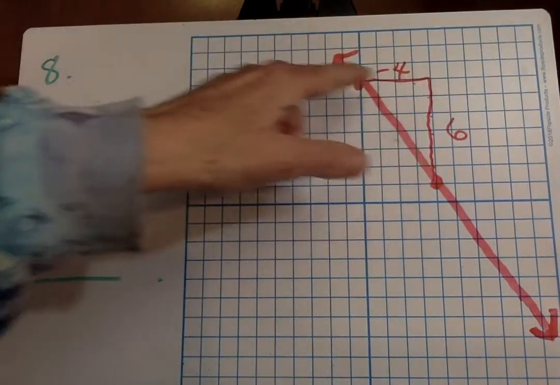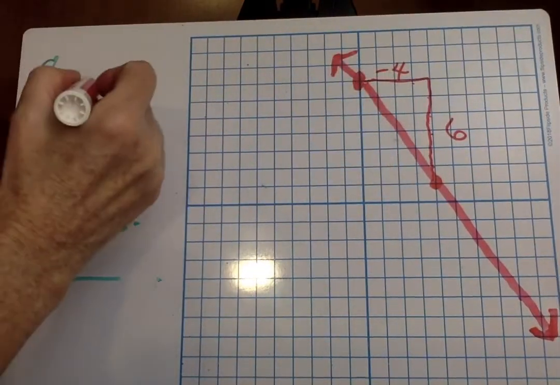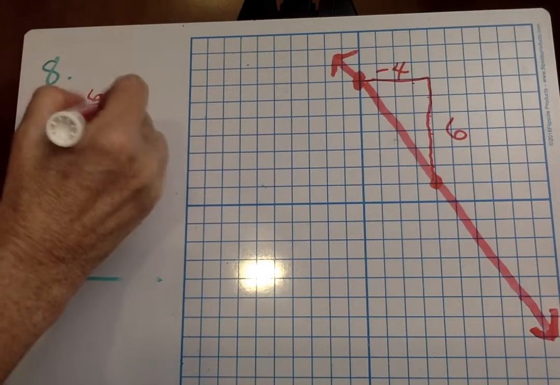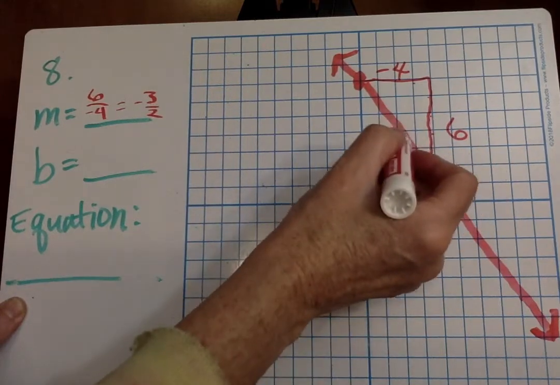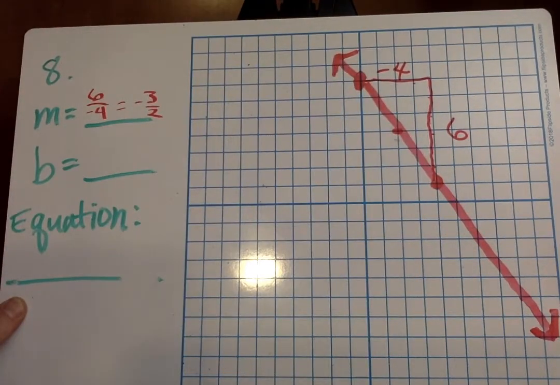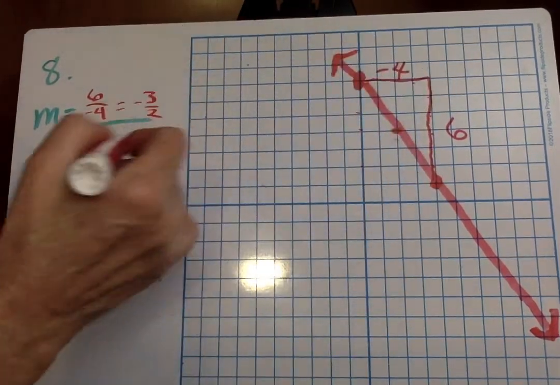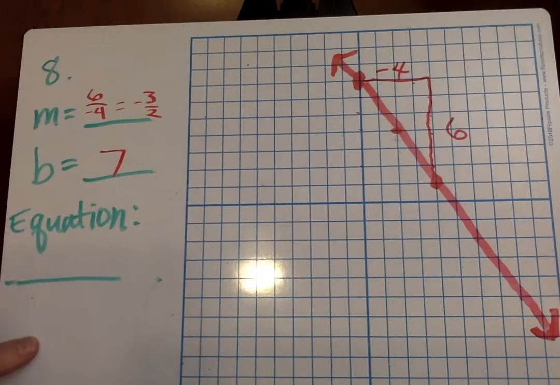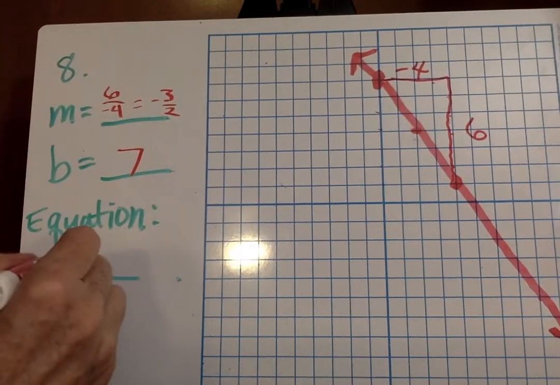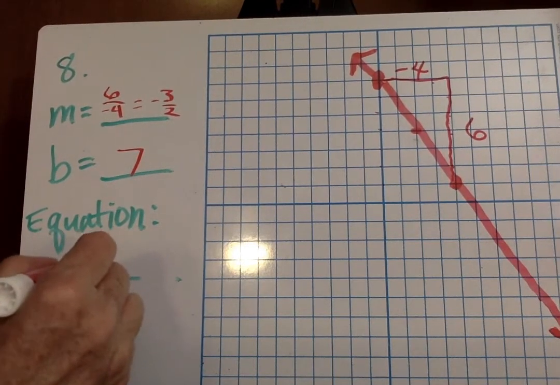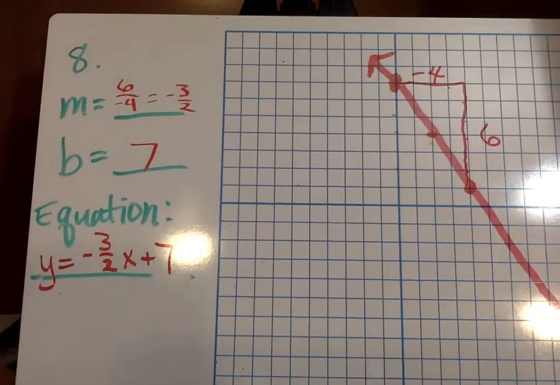Okay, if I go left, it's negative. If I go down, it's negative. I start here, I went up 6 over negative 4, and that simplifies to negative 3/2, which means 1, 2, 3 over 1, 2, and it should go through right there. Okay. b is, where does it cross the y-axis? 1, 2, 3, 4, 5, 6, 7, positive 7. So our equation is y equals, what's our m? Negative 3/2 x plus 7. And we're done.